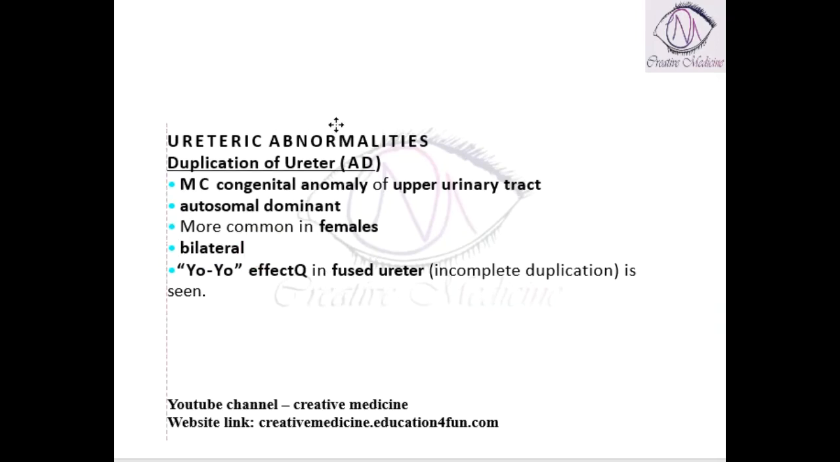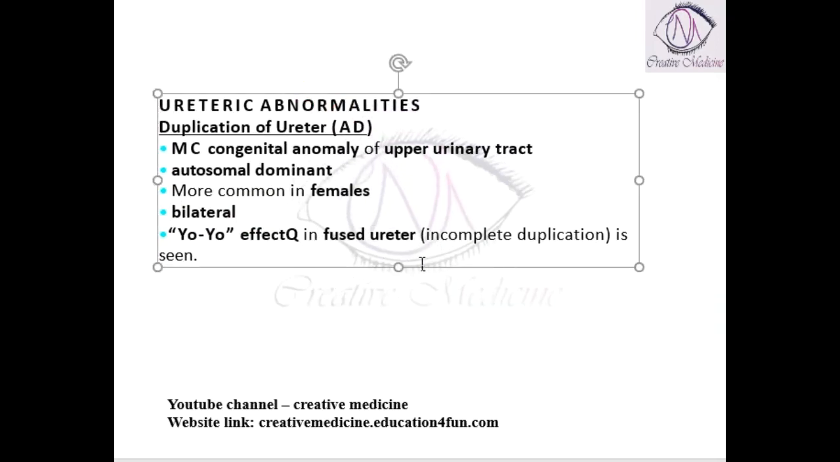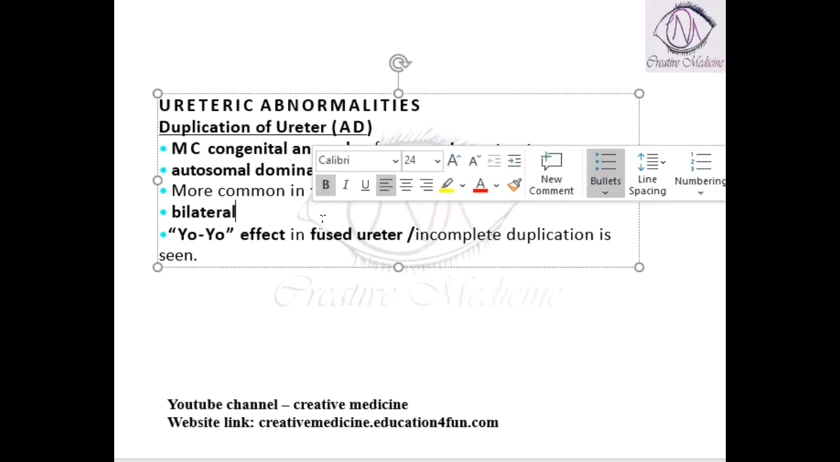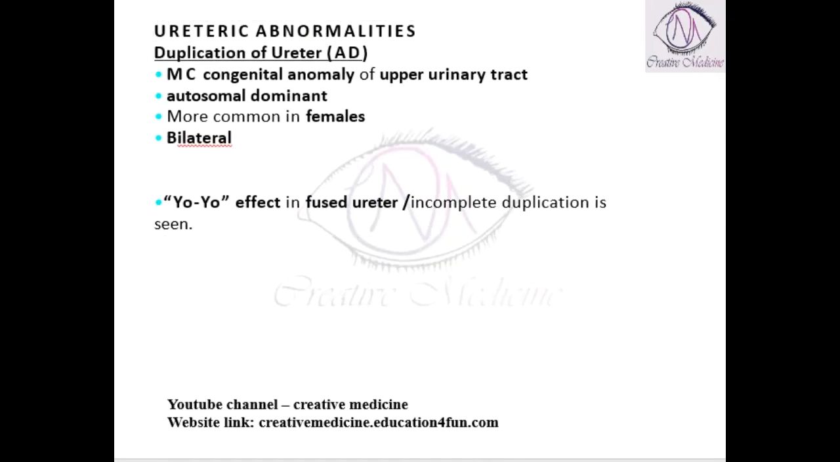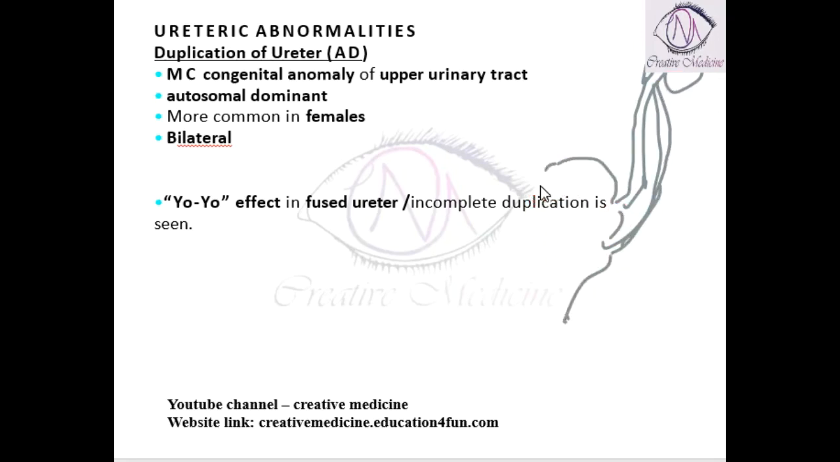So in the duplication of ureter, there is an abnormality called the yo-yo effect in fused ureter, which is also called incomplete duplication. So what is this yo-yo effect? Normally, if there is duplication of ureter, the lower pole is supplied by one ureter, whereas the upper pole is supplied by the second ureter. Both of these will go and combine and they drain into the urinary bladder.